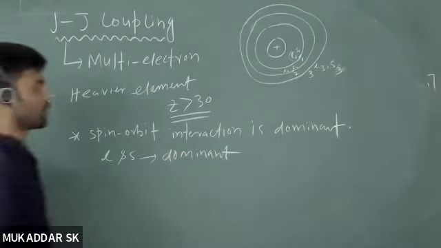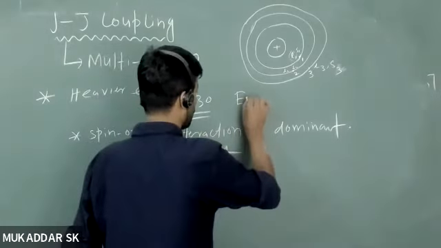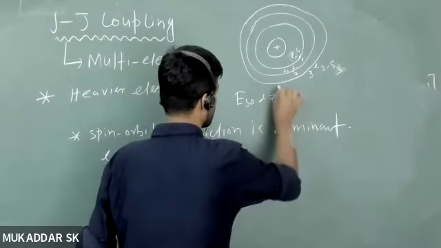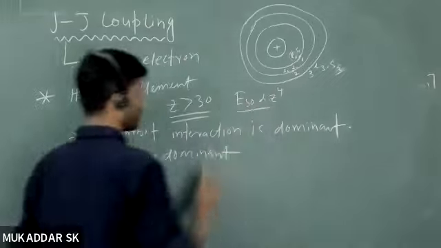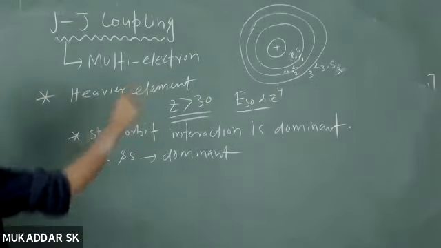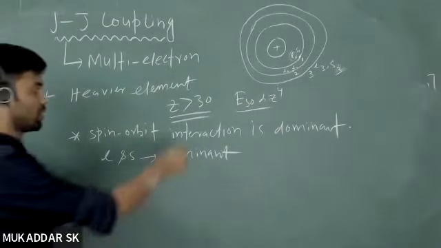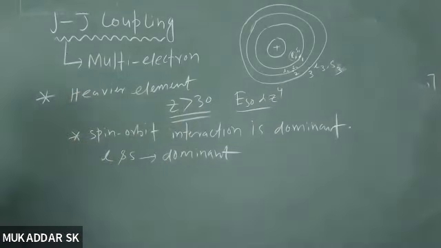And the reason is simple, because E_SO was proportional to Z to the power 4. So E_SO itself represents that spin-orbit interaction, the LS interaction. Since you are taking Z heavy, of course that part will be dominant. So in that case, what will happen?